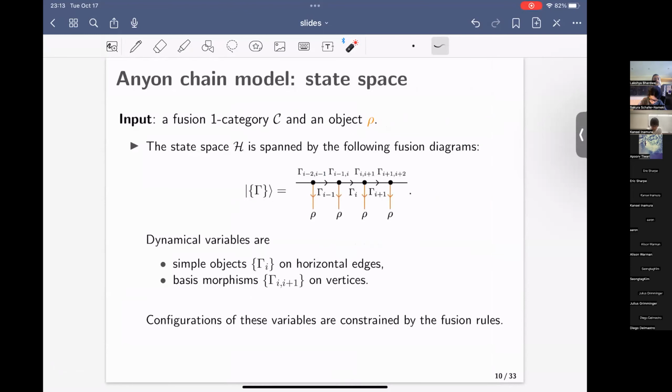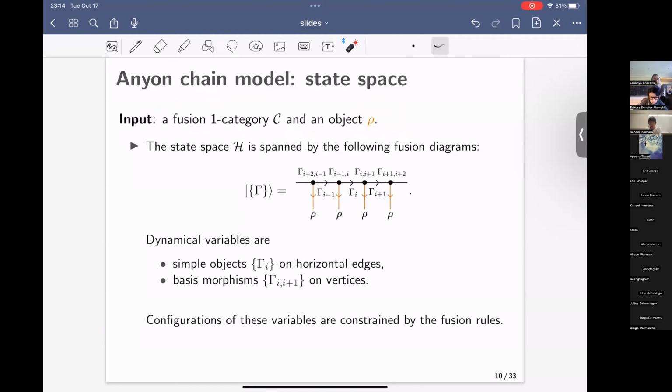The lattice model that we are going to construct is known as the anyon chain model. So in order to define the anyon chain model, we first choose a fusion 1-category C, which is going to be the symmetry of the model. So we are going to construct the anyon chain model with symmetry C. And in order to define the state space, we also choose a single object, which is denoted by rho. And this object can be chosen arbitrarily. So for example, this object rho may or may not be a simple object.